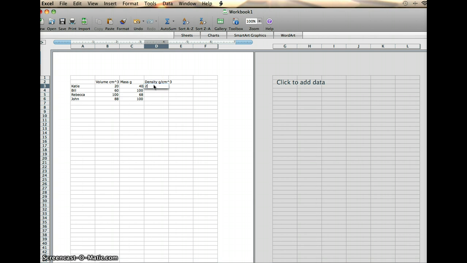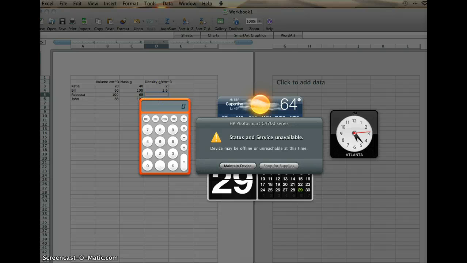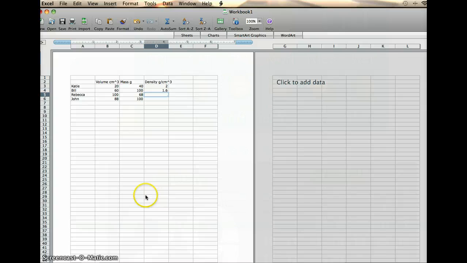Okay, so density here is going to be 2 and 1.6. Now we'll find the last two, which was 68 divided by 100, and that's 0.68, and then we have 100 divided by 88. 1.13. Now we're going to step back and record all this.